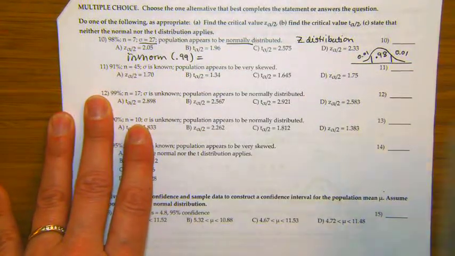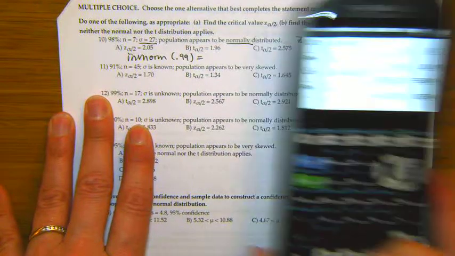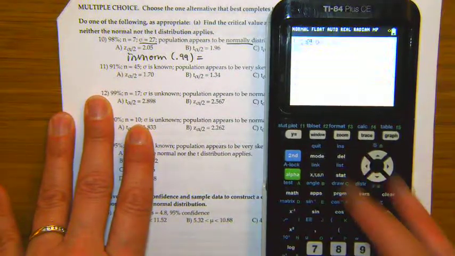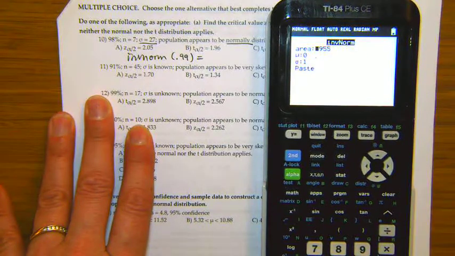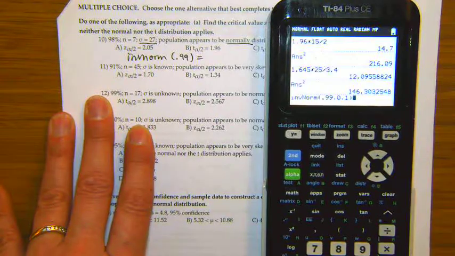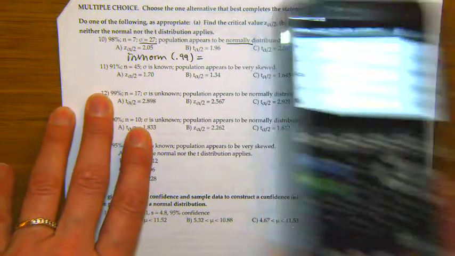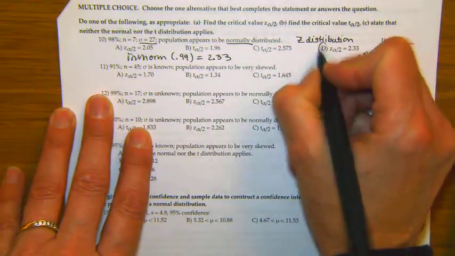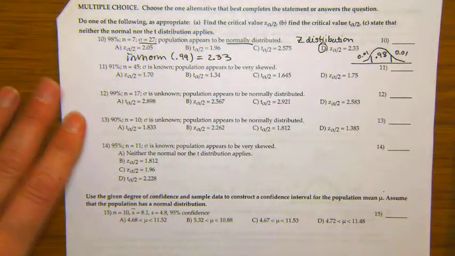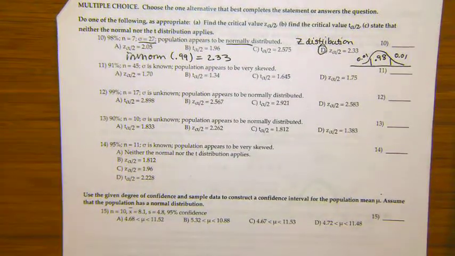And that is, I think, one of the ones given on your formula sheet. But if you don't have it given, you can just put in inverse norm of 0.99. And that is 2.33. So Z-scores are always rounded to 2 decimals. T-scores are rounded to 3 decimals, which is, when you look at your table, you can see, hey, there's 3 decimals every time. Therefore, you're going to round it the same way.